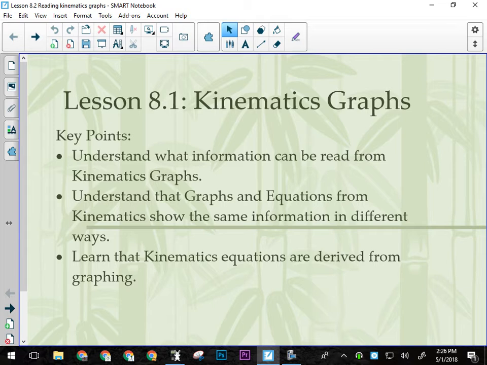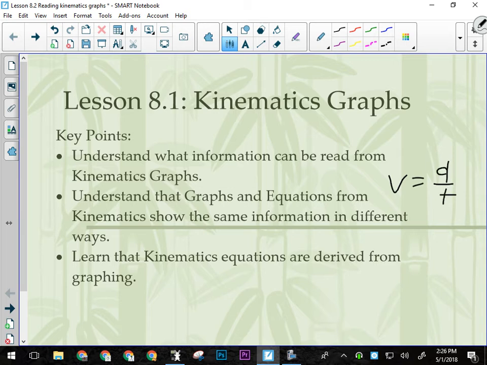All right, so we got to understand what information can be read from the kinematics graphs. Okay, we got to look at how the graphs and the equations that you're going to get on your formula sheet here in a few minutes show the same information in different ways, like the formula we've been using thus far. This is really just a slope calculation from a position versus time graph, and I'm going to show you that in a minute. That's where that formula comes from, and that's what they're derived from.